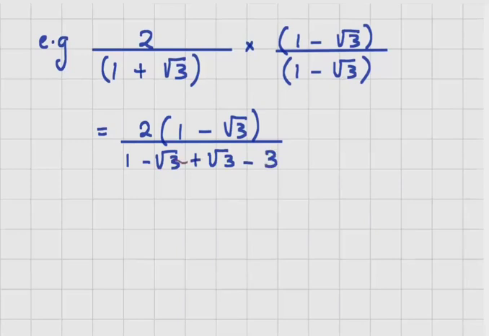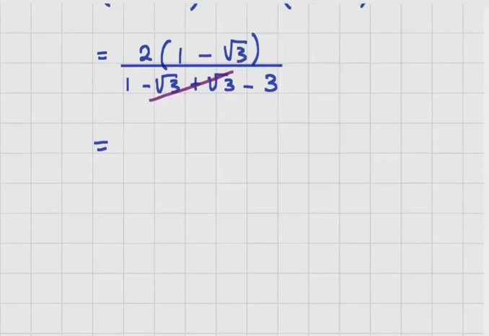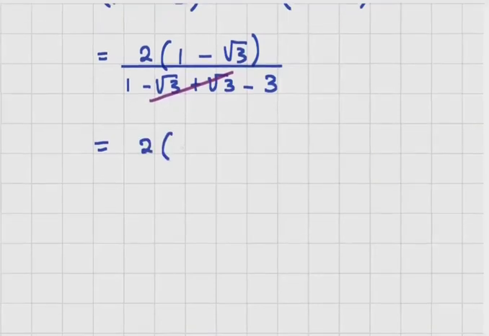And as we're expecting, our two middle terms in the denominator are going to cancel out. Minus root 3 plus root 3 is essentially 0, so we can get rid of them. And simplifying this, we have 2 multiplied by (1 minus root 3), whole divided by 1 minus 3 in the denominator. Now, 1 minus 3 would essentially return a negative 2.